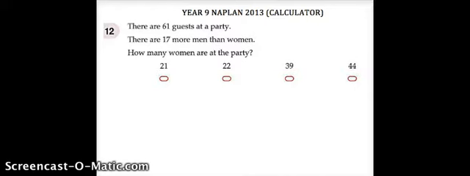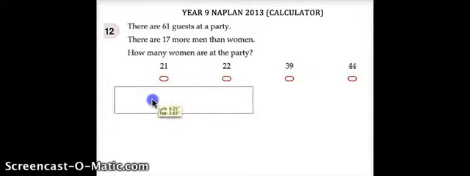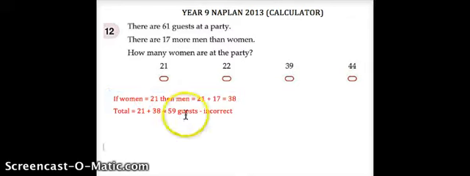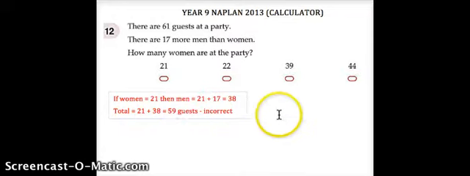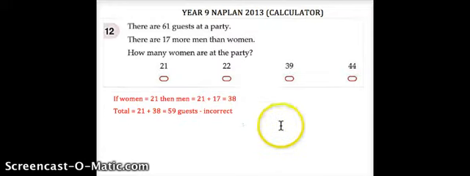Now, one way you can do the question is just to try the different answers. For example, let's see if the answer is 21. So if there are 21 women at the party and there are 17 more men than women, then the number of women would be 21 and the number of men would be 21 plus 17, which is 38. So let's add the men and the women. We've got 21 women and 38 men, which gives us a total of 59 guests. That answer is incorrect because there were 61 guests.